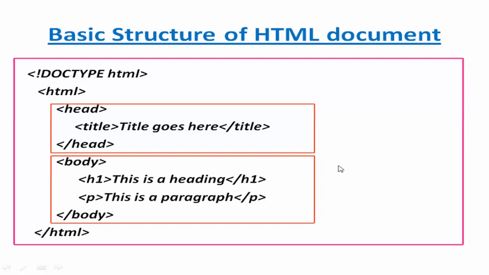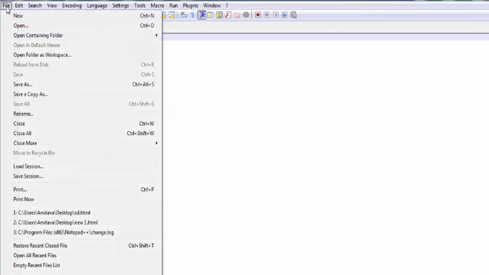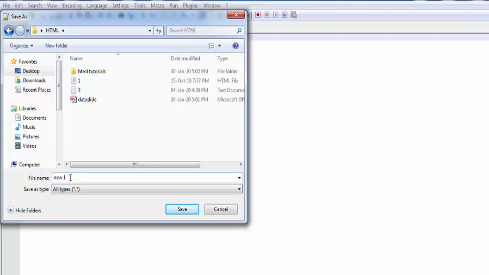Here you can see the basic structure of an HTML document. You can see here many tags. I'm going to discuss all the tags in detail with an example. To write HTML code, we need a text editor, and I will use here Notepad++. So I open here Notepad++. First we need to save this document. Go to File, click on the Save As button, give a name of this document.